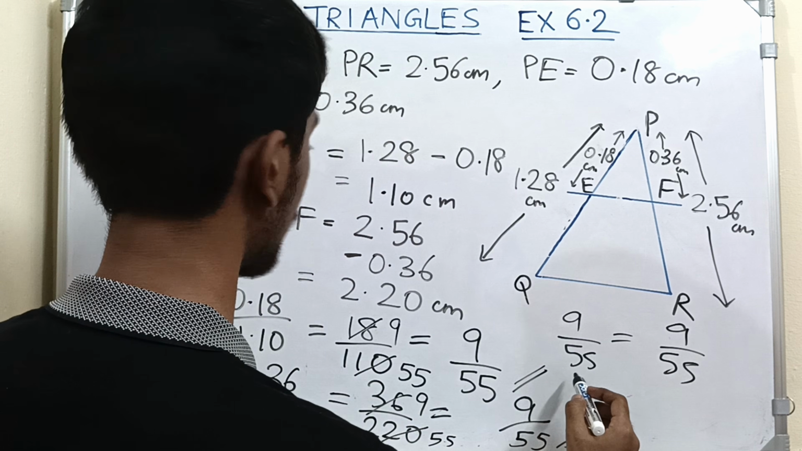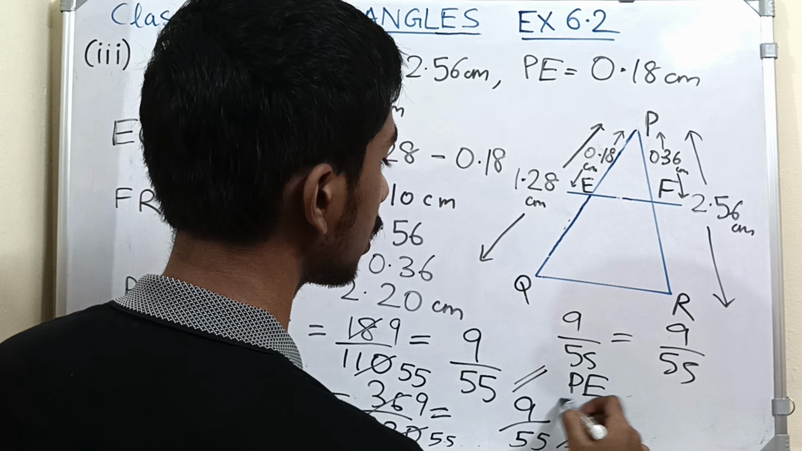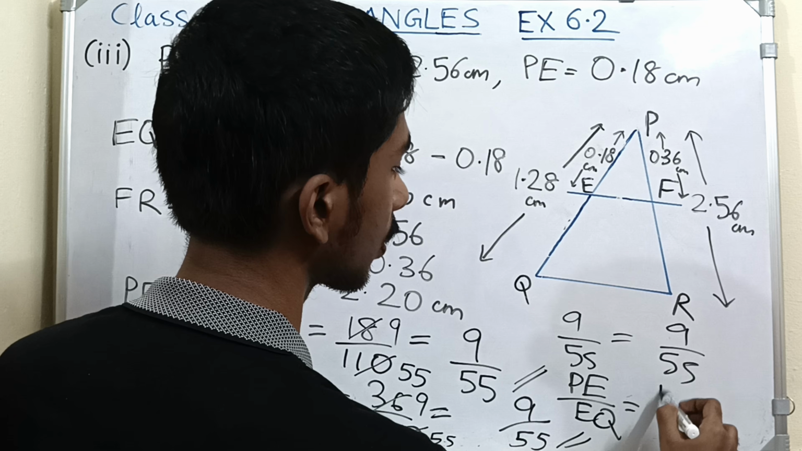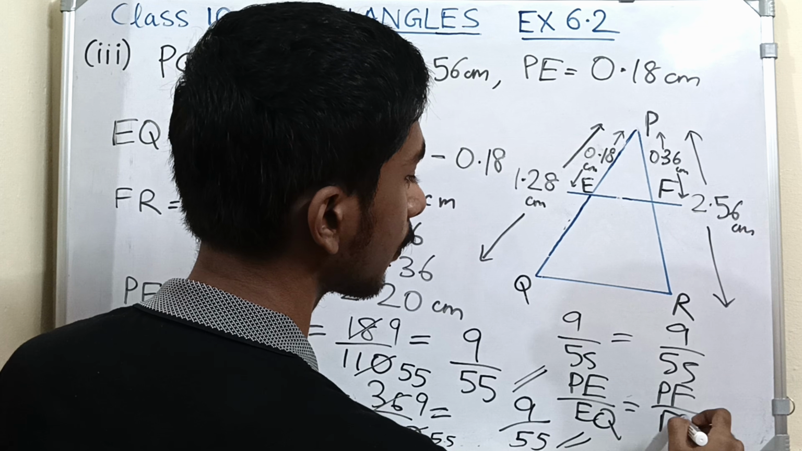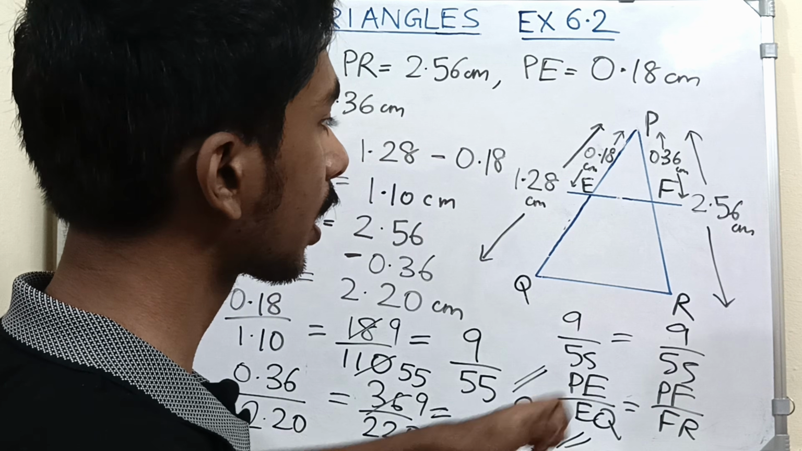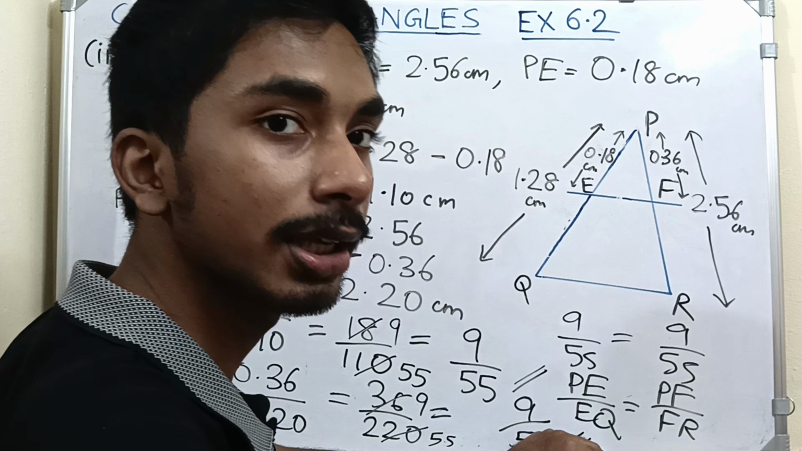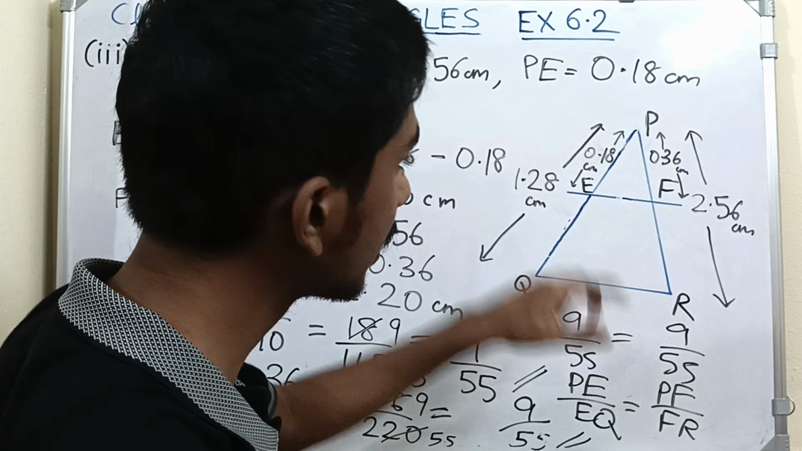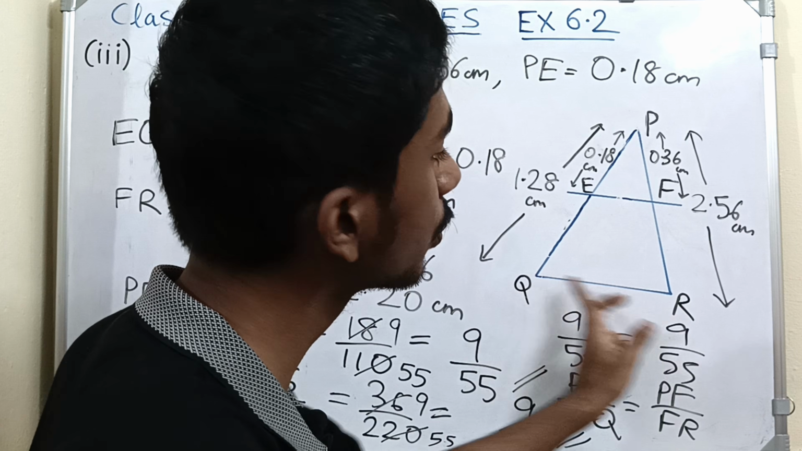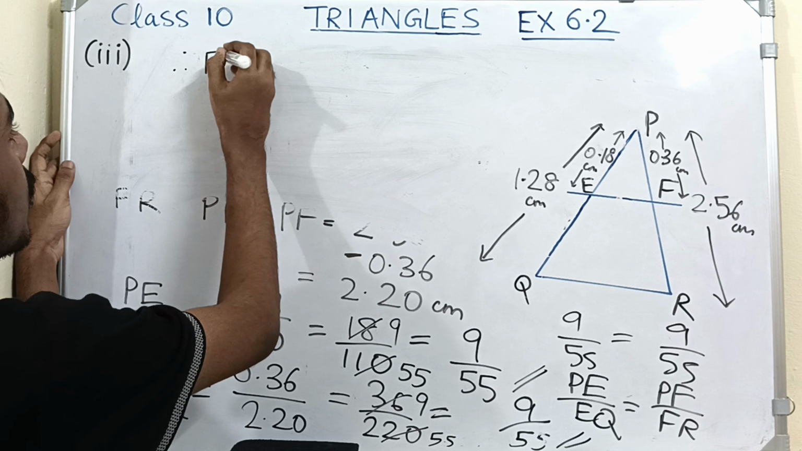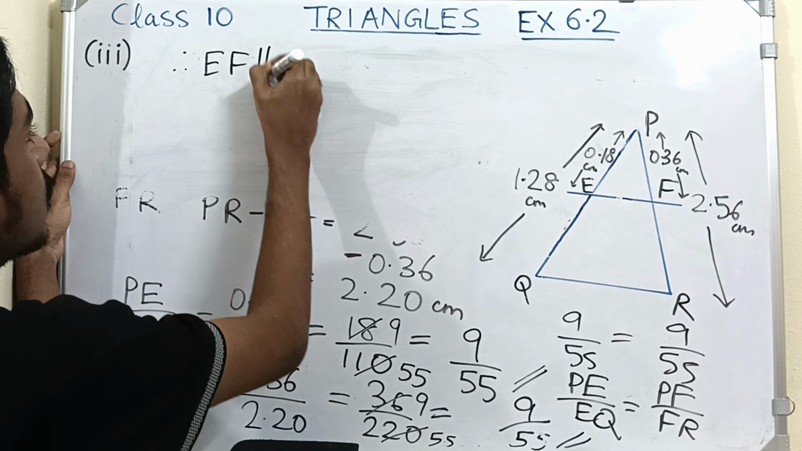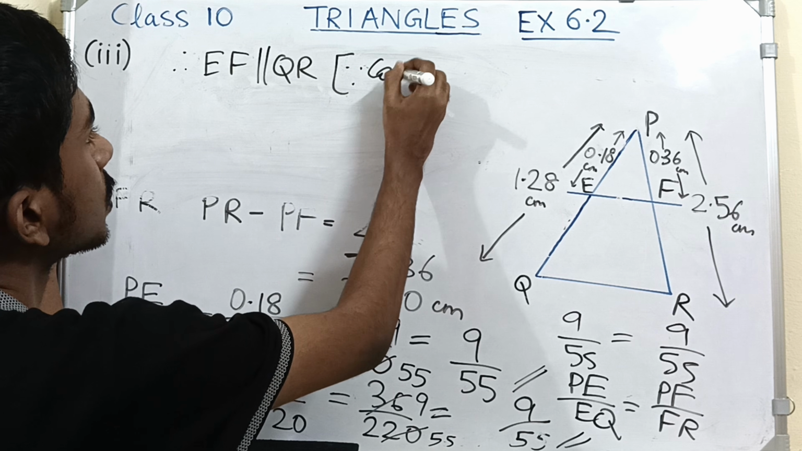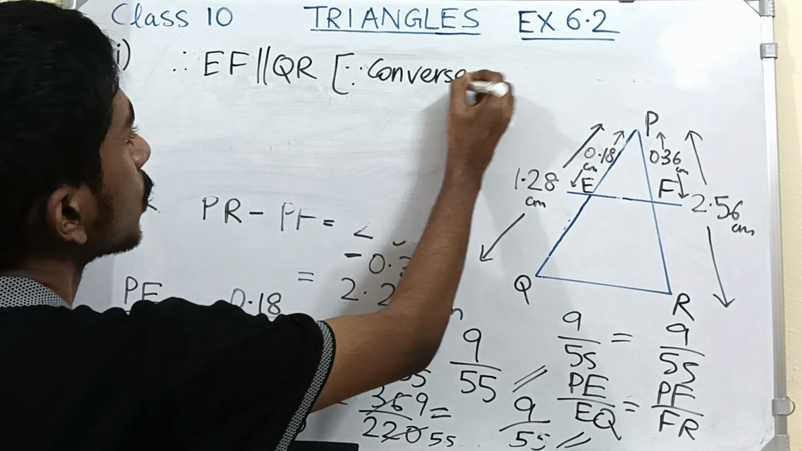So PE by EQ is equal to PF over FR. So we can say by converse of basic proportionality theorem, when these two ratios are equal, then EF will become parallel to QR. Therefore, EF is parallel to QR. Reason is converse of basic proportionality theorem.